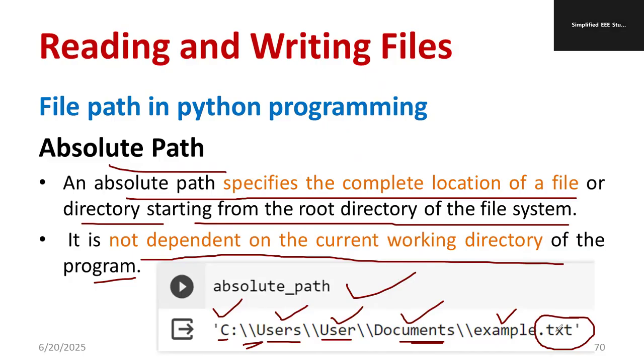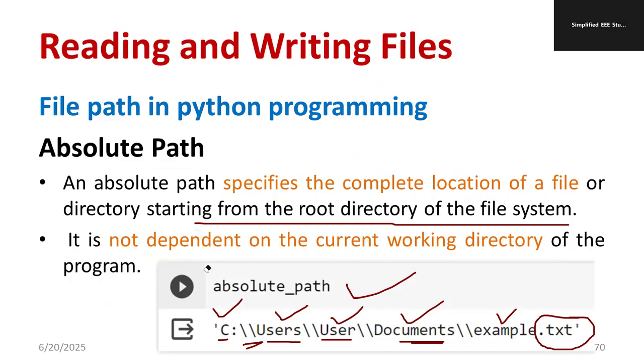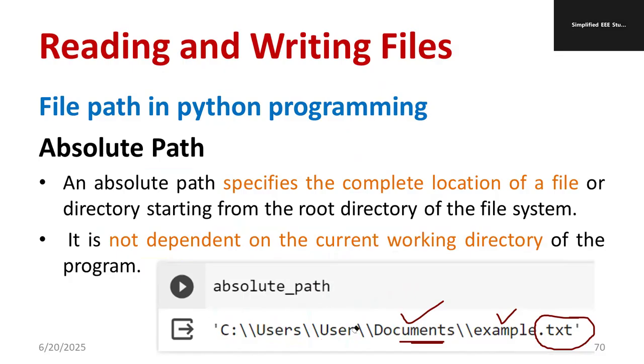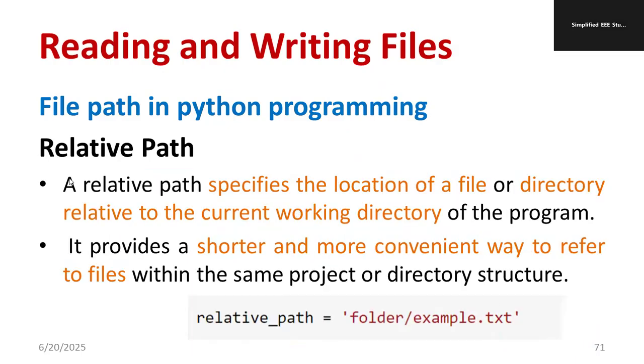I think you understood. .txt is my file. To specify the location of the file, I am going to follow from the C drive, then another directory, that is user, then one more directory, then document. Like that, it is a very lengthy way to address the location of the given file. So this method is known as absolute path. A to Z complete path will be specified. That is the speciality of absolute path.